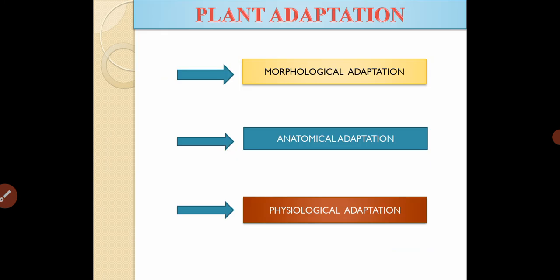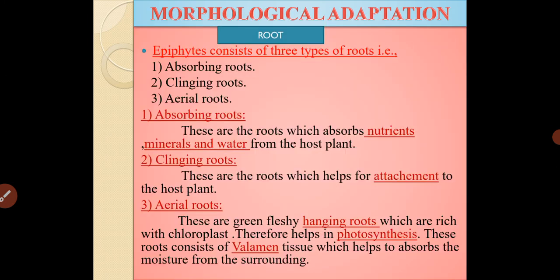Let us move towards the plant adaptations. Here the epiphytes exhibit certain adaptations to survive in aerial conditions, that is morphological adaptation, anatomical adaptation and physiological adaptation. Let us go in detail. Morphological adaptation. The first one is the root.